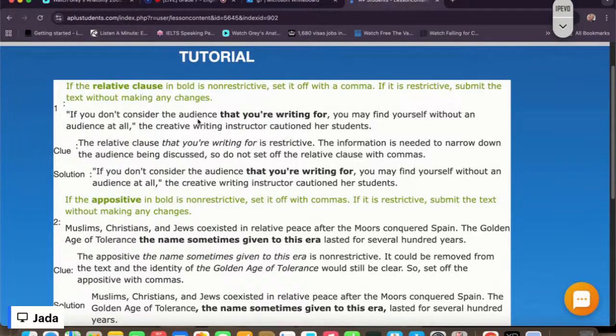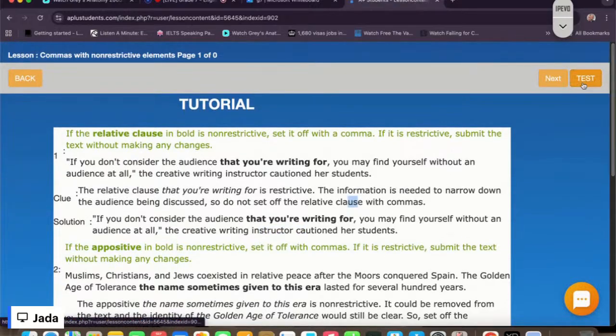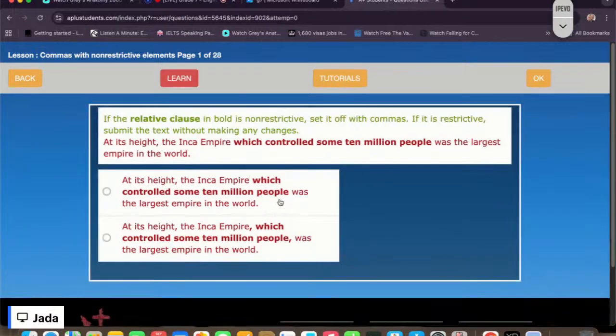If you don't consider the audience that you're writing for, you may find yourself without an audience at all, the creative writing instructor cautioned her students. So what do we have? That you are writing for is necessary to identify that. Okay, let's go to the test.